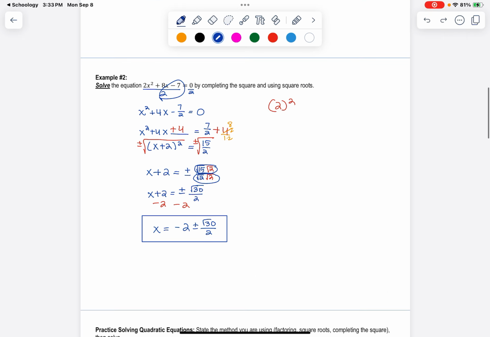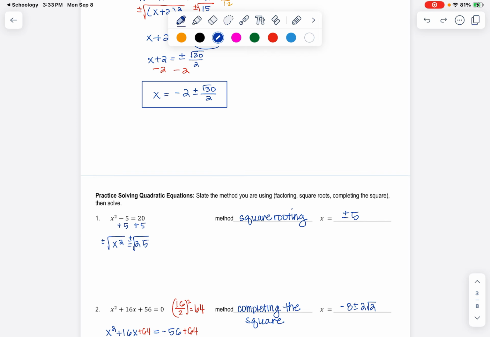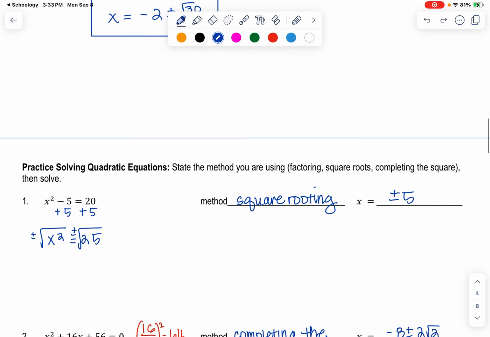Okay, so why don't you go ahead and pause the video so that you can try. Let's do one at a time. Pause it, look at the answer, pause it, look at the answer. All right, here's the first one. The easiest method to solve this by is square rooting. Nice and easy. Add 5 to both sides, square root. Don't forget the plus or minus. So you get 2 solutions, 5 and negative 5.